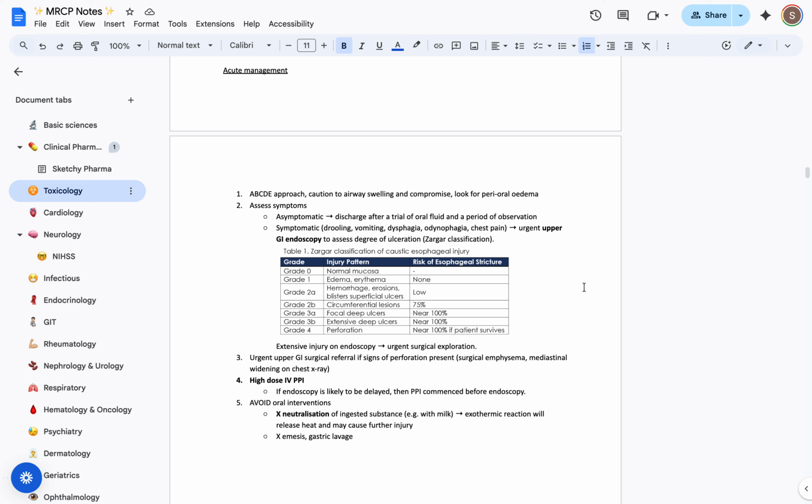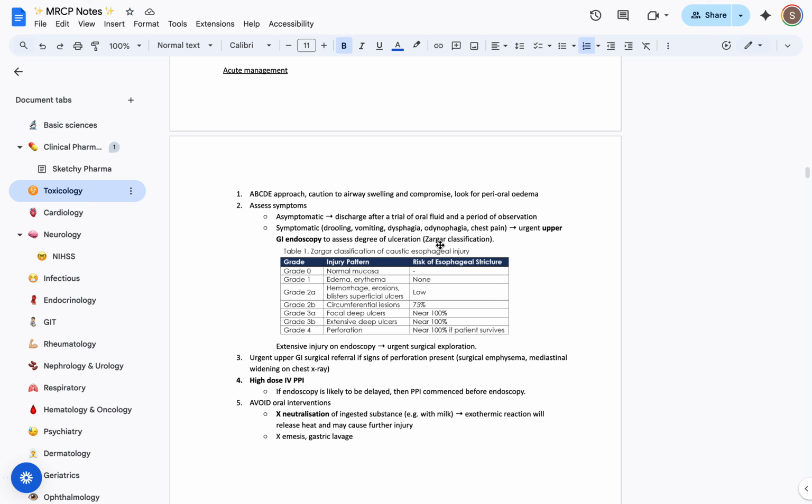Let's look at the management. So you look at the symptoms. If there's any drooling, vomiting, dysphagia, odynophagia, chest pain, you do an urgent upper GI endoscopy to assess the degree of ulceration according to the Zargar classification. So you have different grades for the injury pattern in the esophagus.